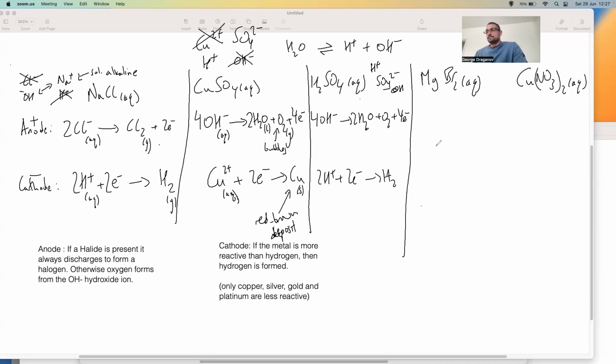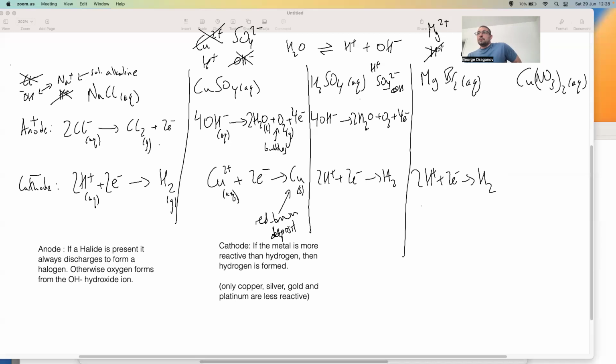Right, this one, we have Mg2 plus and H plus from the water, Br minus and OH minus from the water. So once again, if the metal is more reactive than hydrogen, then hydrogen is formed. Well, magnesium is more reactive than hydrogen, so you're going to form hydrogen here. So the same equation again, notice. That's why it's so important to memorize it for the hydrogen ion.